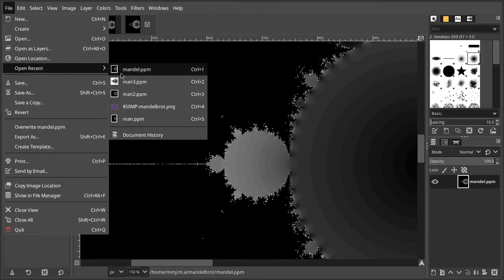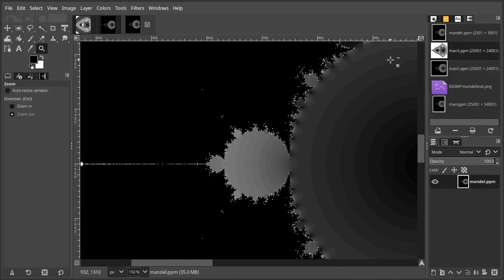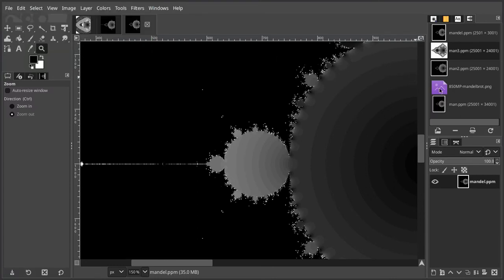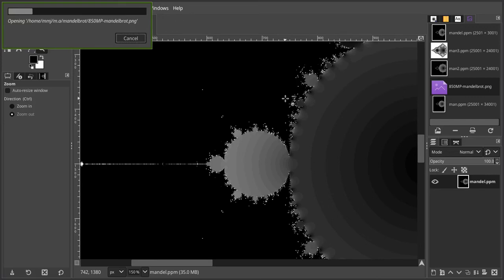I believe I recently made some. Yes, here it is. That's a 600 megapixel version with 5 iterations. It's 24 gigabytes, so I don't think we can open it here. And this one is an 850 megapixel version with 100 iterations. This one is turned into PNG, so it doesn't take as much space as a PPM file. Note that you want to convert them to PNG in GIMP, because other programs don't open PPM files as well.